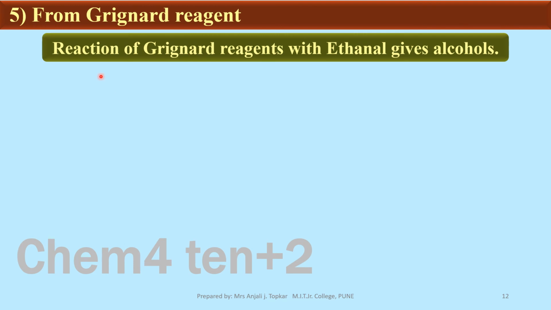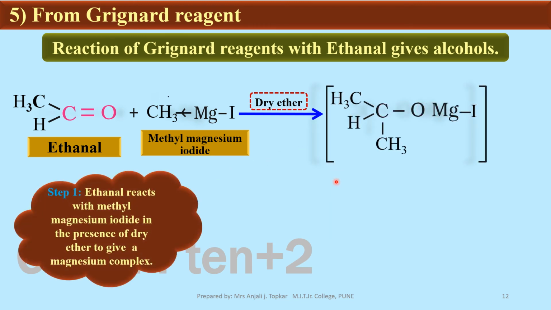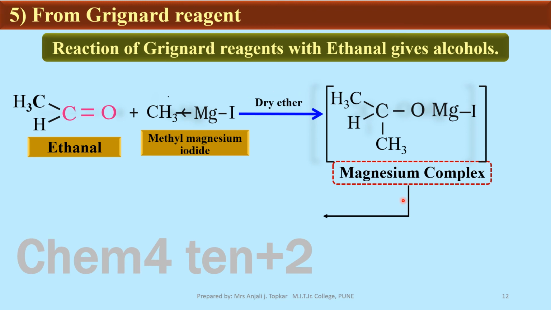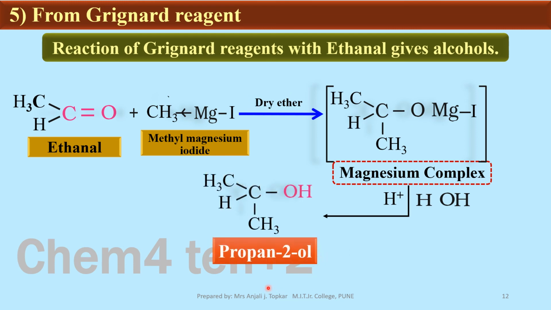Let's see another example. Reaction of Grignard reagent with ethanal gives alcohols. Ethanal CH3CHO plus CH3MgI, that is methyl magnesium iodide, in the presence of dry ether first forms magnesium complex or adduct. This magnesium complex undergoes acid hydrolysis to form alcohols. Here, propan-2-ol is obtained, which is a secondary alcohol, and MgIOH is the byproduct.